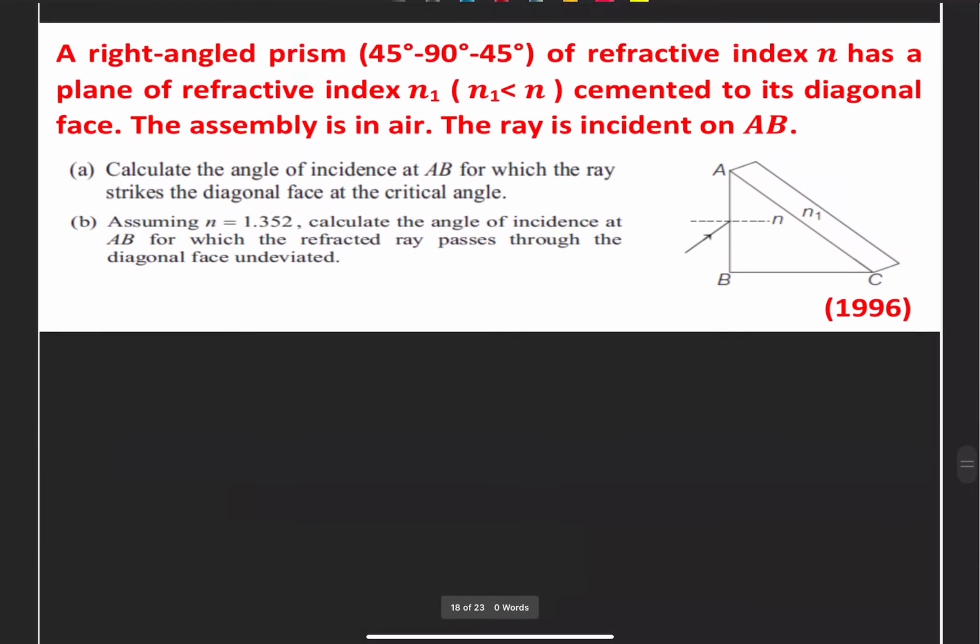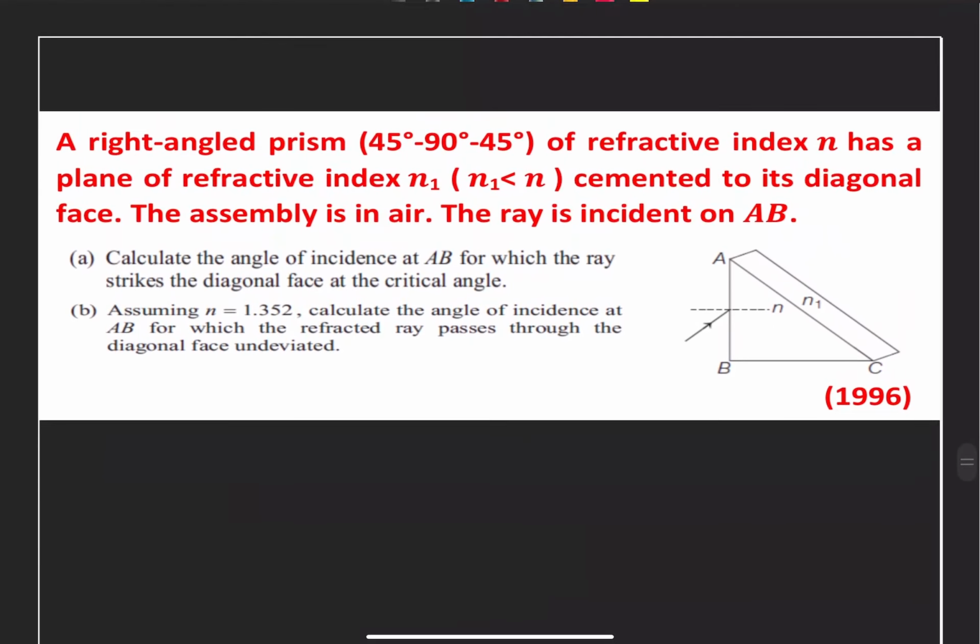And we come to the next question. A right angle prism having angles 45 degree, 90 degree and 45 degree, of refractive index n, has a plane of refractive index n1 symmetric to its diagonal face. The assembly is in air. The ray is incident on AB.